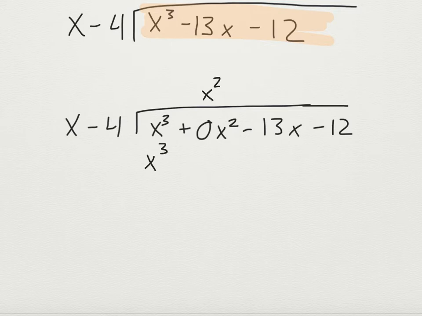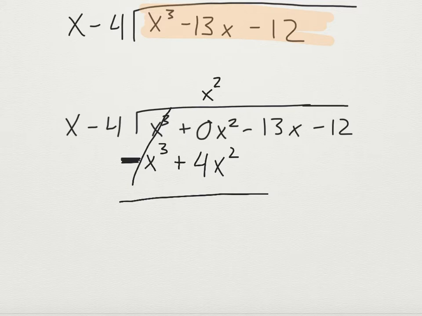So we get x cubed minus 4x squared. Now we need to change the signs so these will cancel out. How do we change the sign of negative 4x? What does it become? A positive. So our x cubes cancel out, and now we're left with 0x squared plus 4x squared, which is... how do we add 0x squared plus 4x squared? 4x squared. We're just adding the numbers in front and keeping the exponent the same.